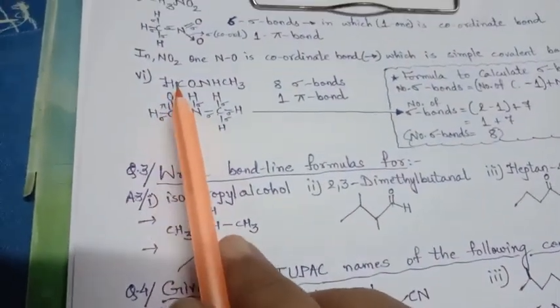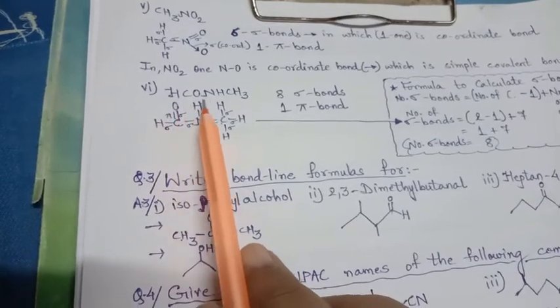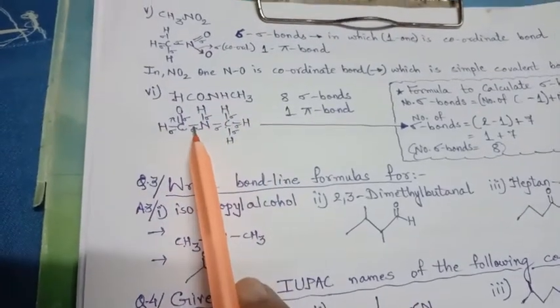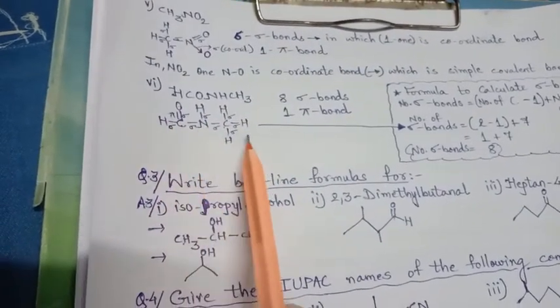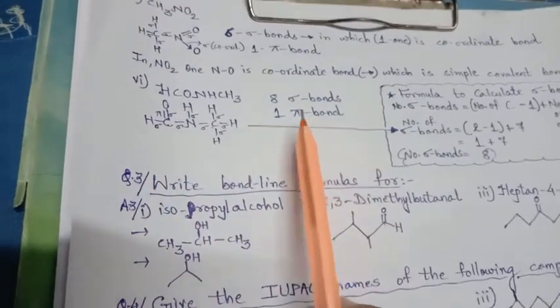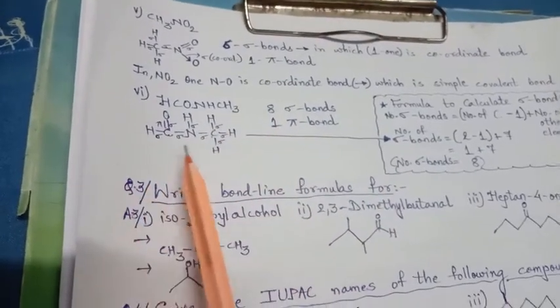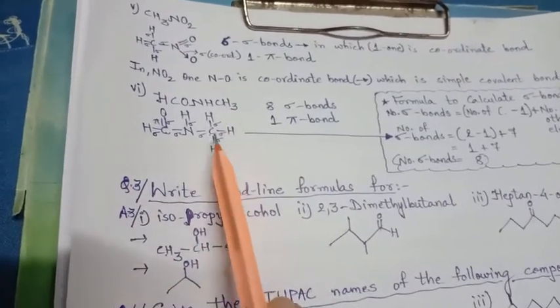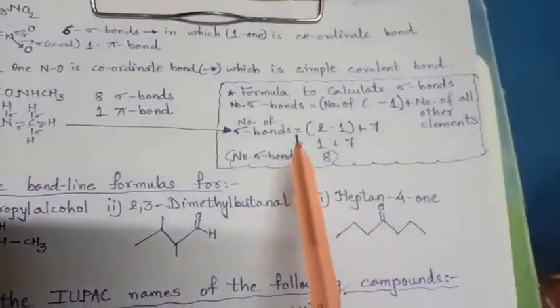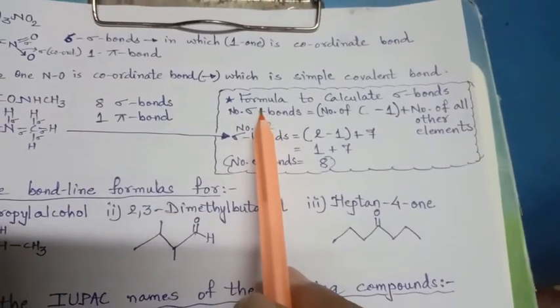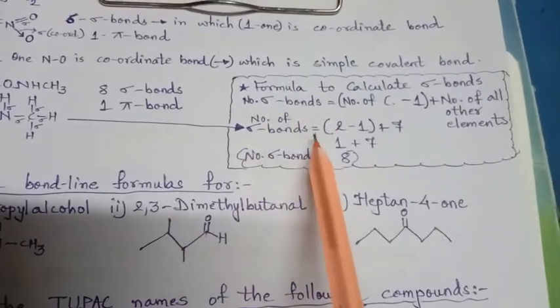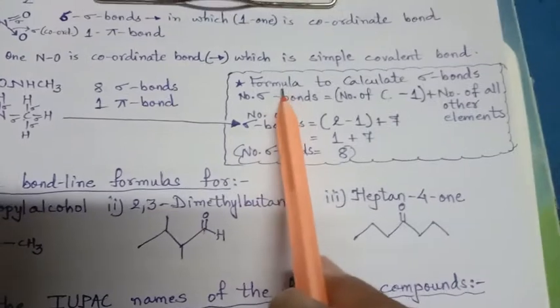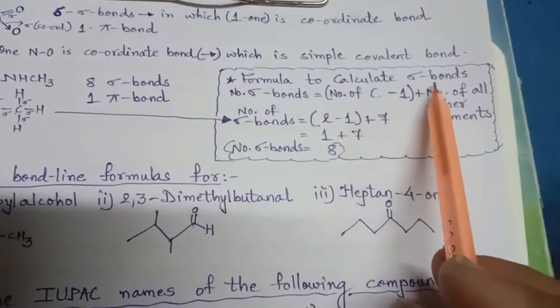Right? And one more example, HCO and HCA3. The structure is already given over here, and from the structure please calculate the sigma and the pi bonds. Now this is how to draw the structure and then calculate. But here also a formula is there to calculate the sigma bonds, so please take care of it also. Formula to calculate pi bonds.